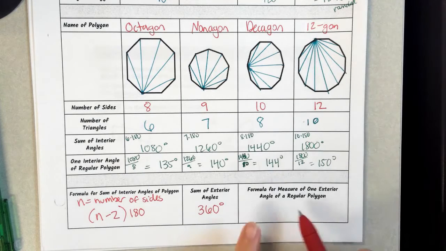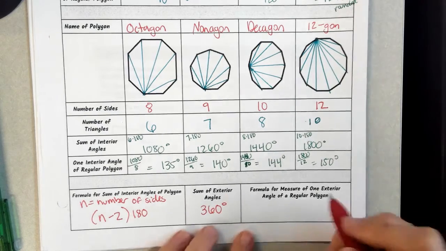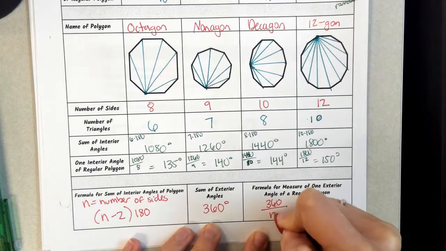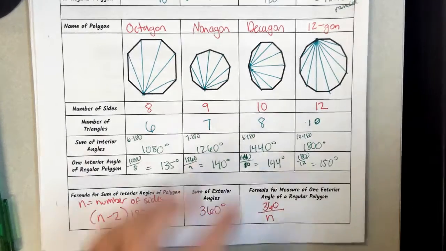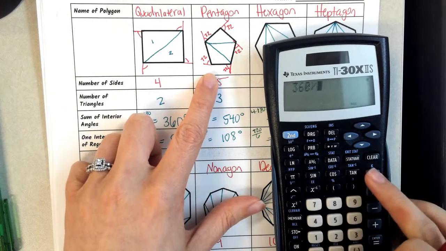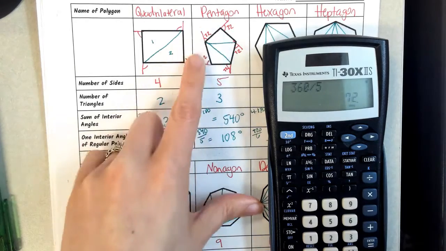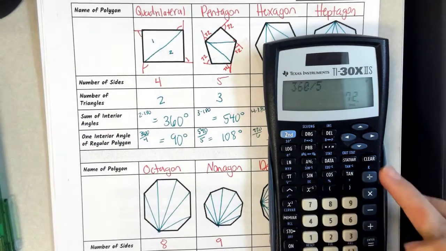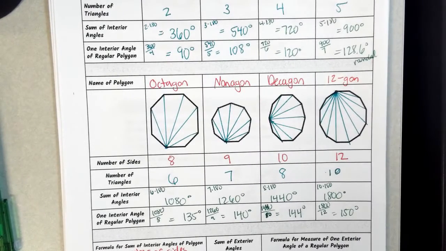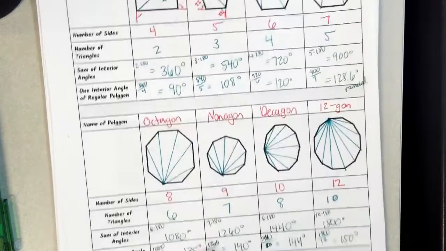Okay? Then when we're looking at it, the formula to find one measure, well, if I take 360 and divide it by how many sides there are, that would give me just one. For example, 360 divided by 5 sides on a pentagon gives me those exterior angles of 72 degrees on each one. Okay, so this kind of serves for you as how to do each of the problems that you might encounter on your homework.